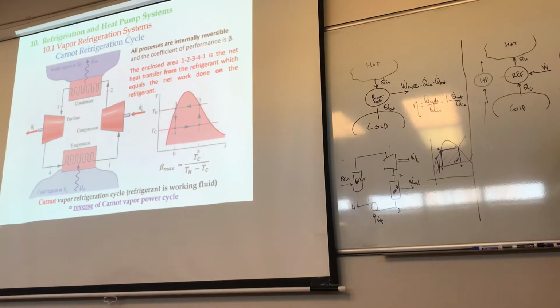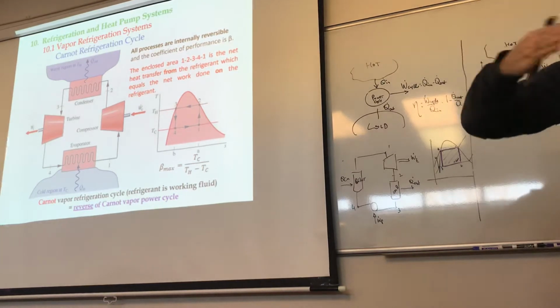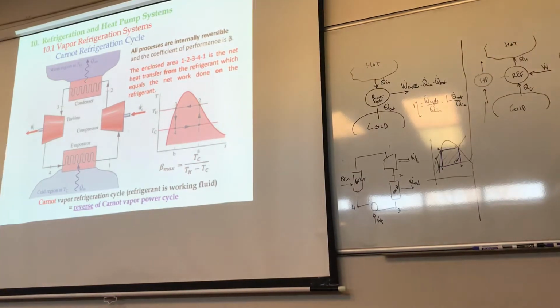The Q's become T's, right? That's how you go from actual to the Carnot, okay? Now keep this in mind. So we have a compressor, condenser, turbine, and evaporators. A few more comments on this.